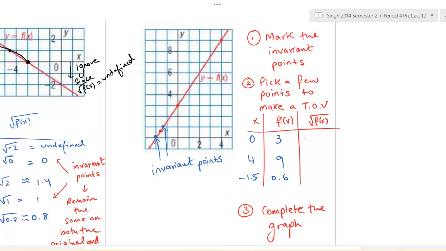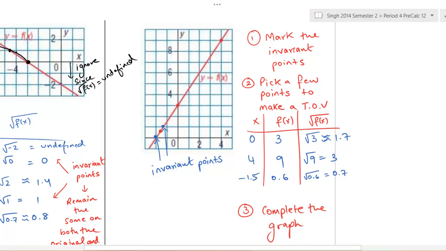X is 0, f of x is 3, square root of f of x is root 3, which gives me approximately 1.7. X is 4, f of x is 9, root 9 is going to give me equal to 3. And then lastly, when x was negative 1.5, f of x was 0.6, square root of 0.6 is going to equal 0.7.